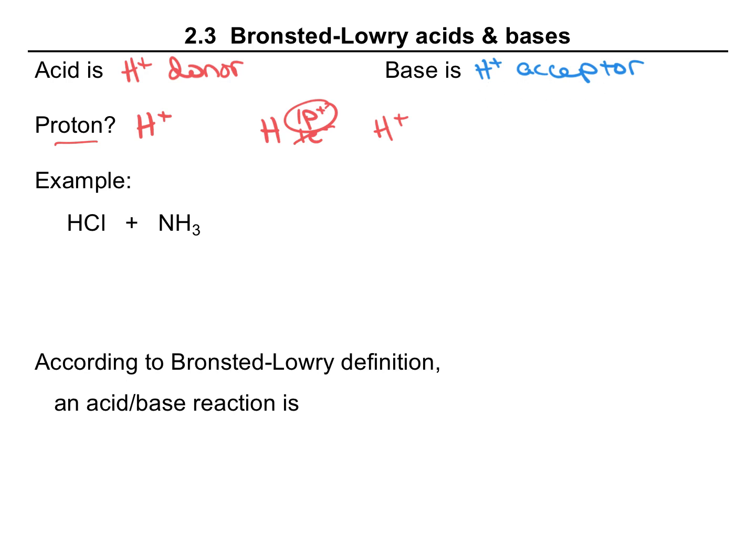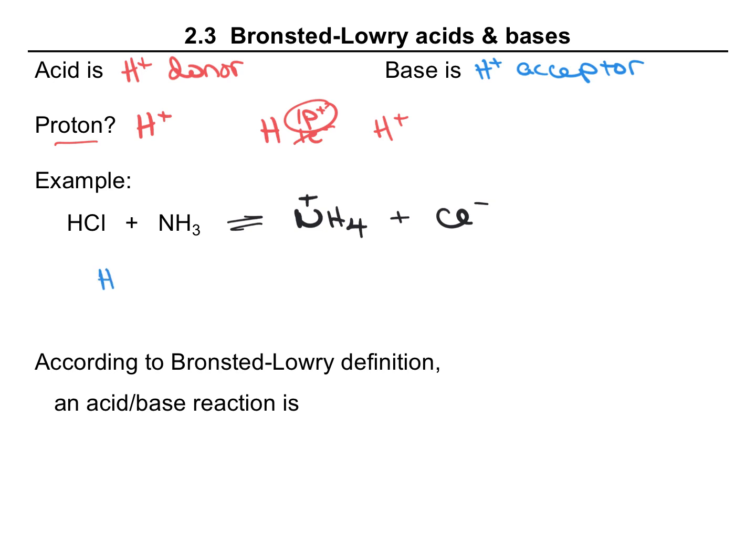For example, we could look at hydrochloric acid reacting with ammonia, NH3, and these are going to react to give NH4+ and Cl-. So this means that HCl gave up a proton, and what's left behind is Cl-, and NH3 grabbed a proton, or accepted a proton, to become NH4+. Now let's write this out in a little more detail.